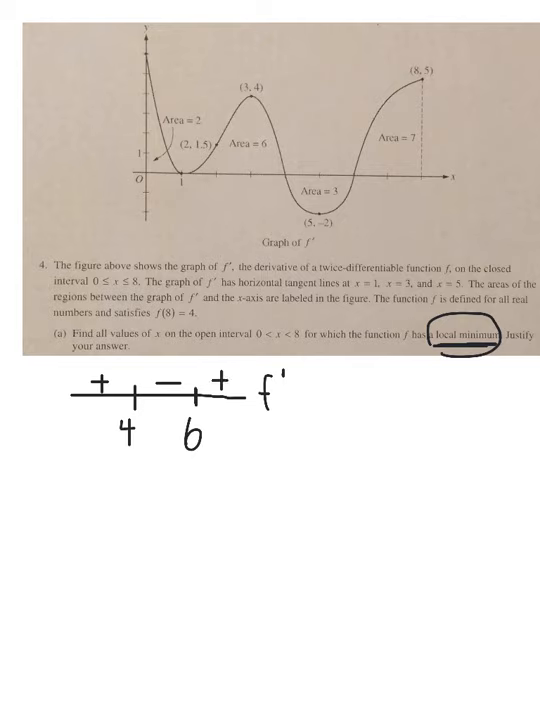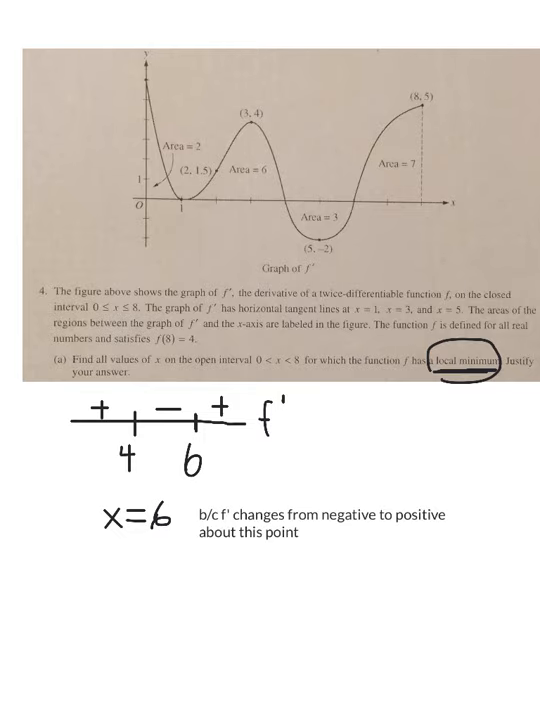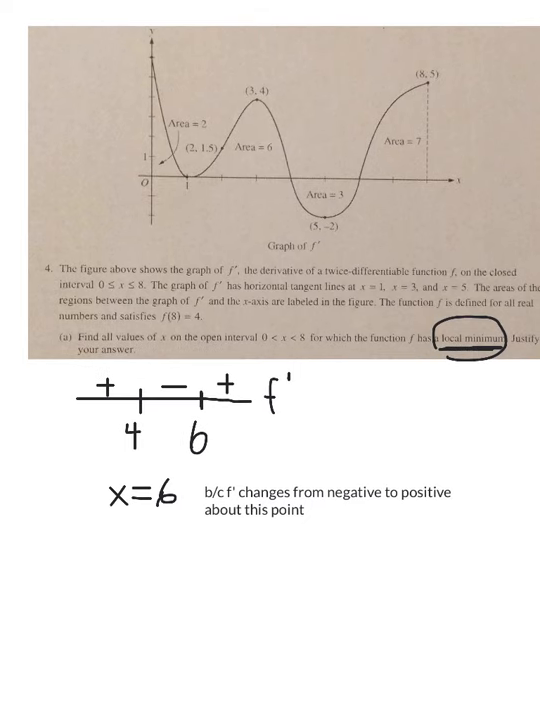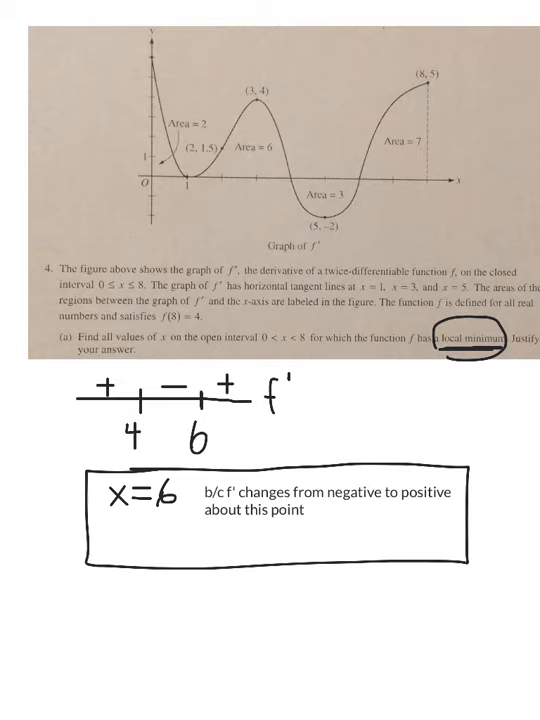So we are looking for a local minimum, and a minimum would be when you have a sign change from negative to positive. So then your answer will be x equals 6, and it does say you need to justify your answer. So then you could say at x equals 6 because f prime changes from negative to positive about this point.